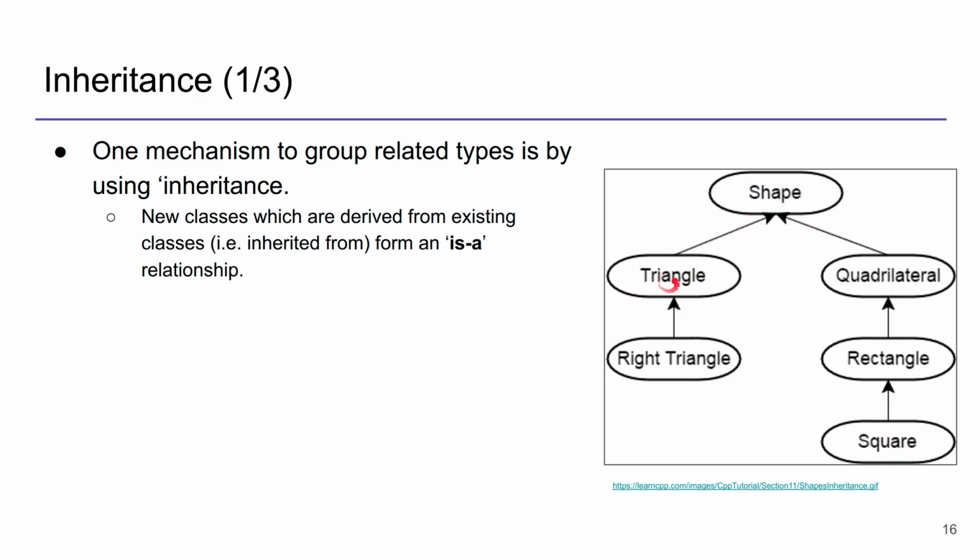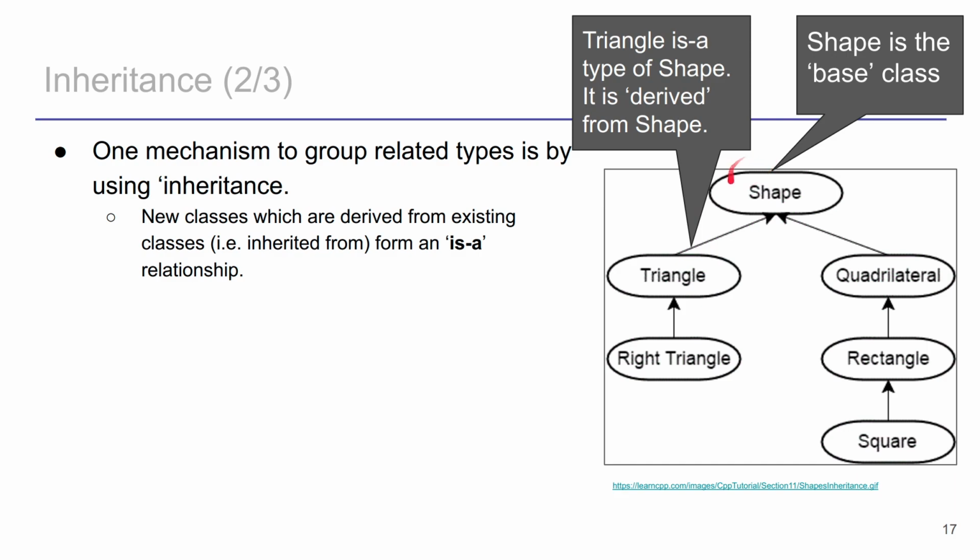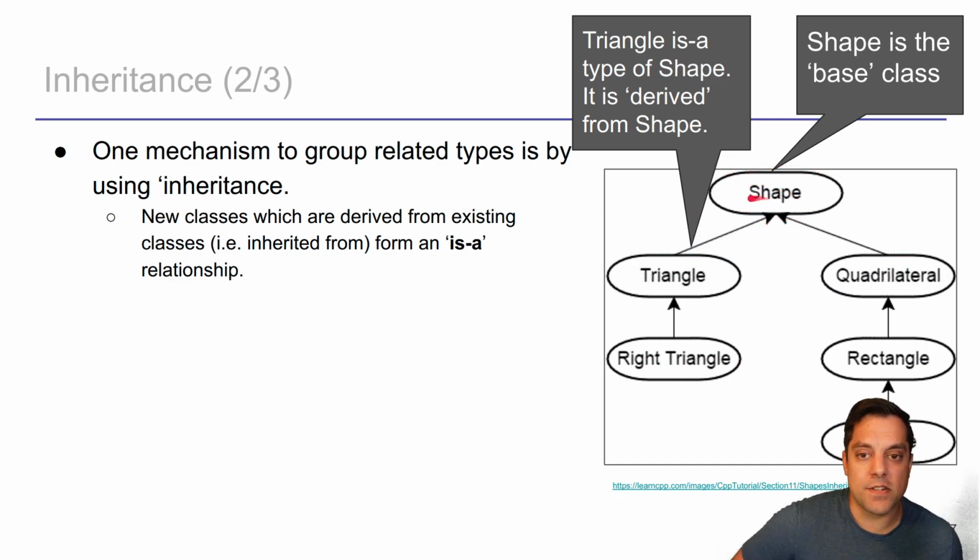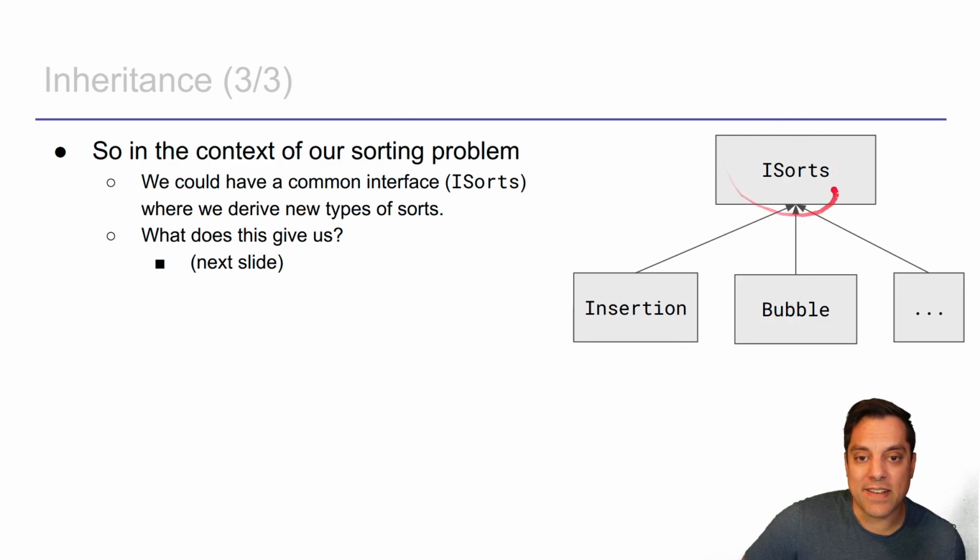And that again forms the idea that a triangle is a shape. So again, just a brief inheritance reminder. Here's your base class, your derived class, and anything that is of type shape, I can instantiate a triangle or right triangle from, etc. So inheritance is a great tool that we can use here for us. So let's shift this problem into sorts, because that's what we've been looking at. And let's say we create some interface called ISort, and then we can have insertion sort, bubble sort, quick sort, Tim sort, intro sort, etc. Any sort that you've learned about can be part of this interface.